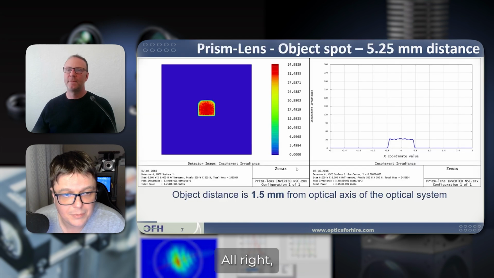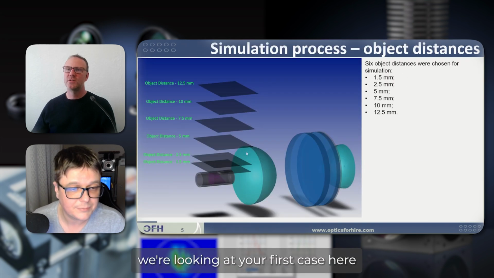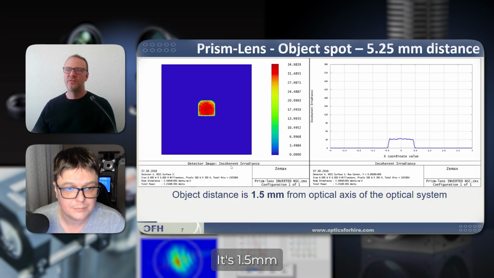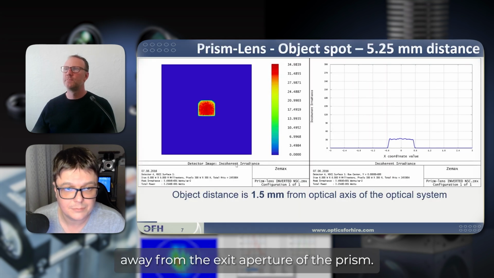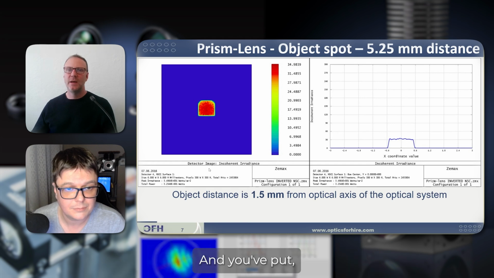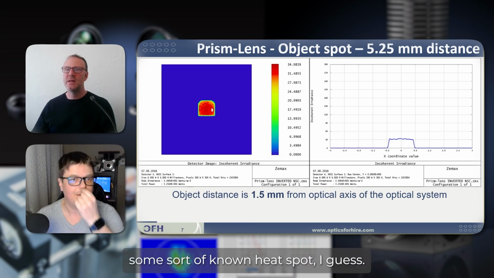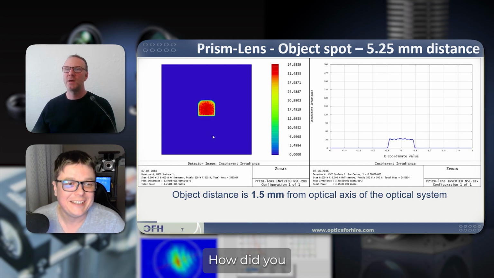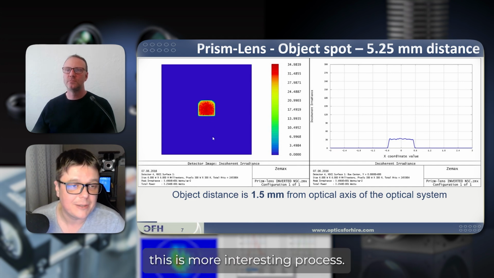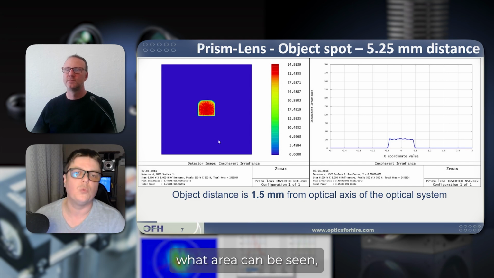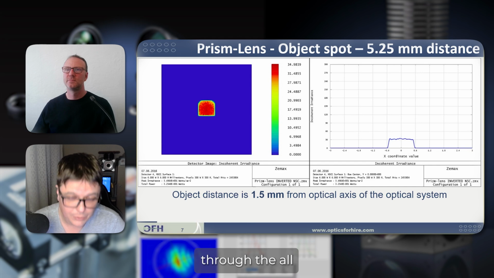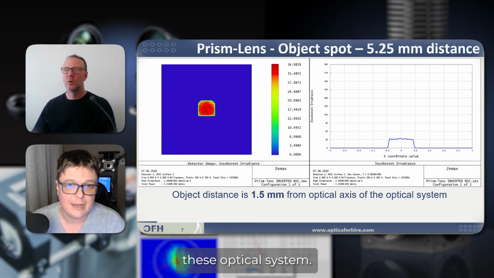All right. So now we're looking at your first case here where we have an object 1.5 millimeters away from the exit aperture of the prism, and you've put some sort of known heat spot, I guess. No? Okay. How did you make this? This is a more interesting process.